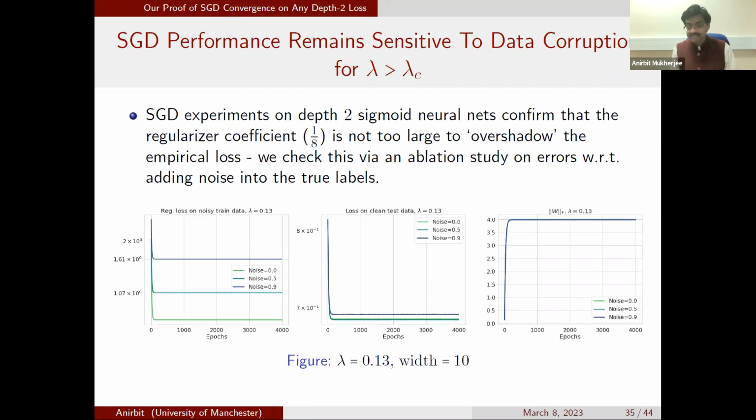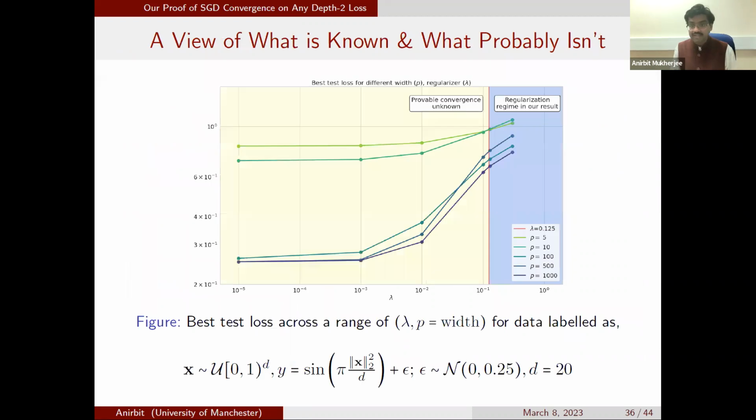Now, let's think of it in a slightly different way in terms of what is known and not known in this field. So I like to show this diagram, where on the x-axis you see the amount of regularization that you can use. I have varied the amount of regularization on the x-axis from 10 to the power of -5 to 0.13, which is above the threshold of proof. So the red vertical line that you see here is the Villani threshold, or the critical threshold at which our proof kicks in. For all regularization values to the right of the red line, our proof will work.